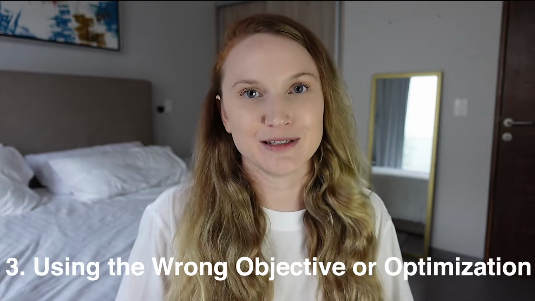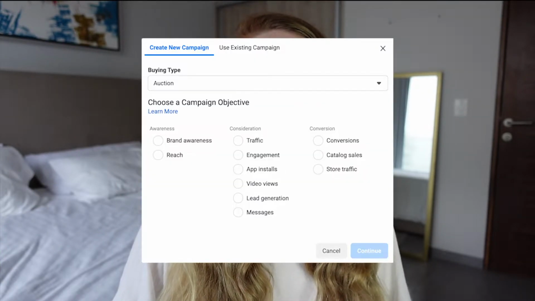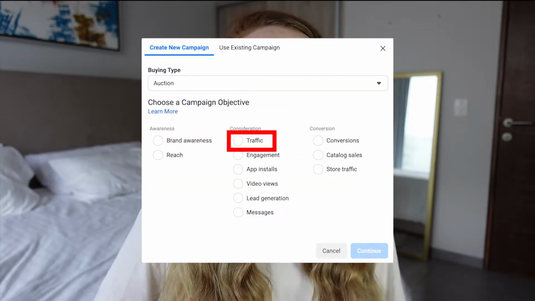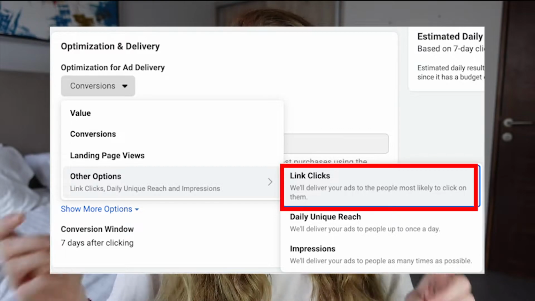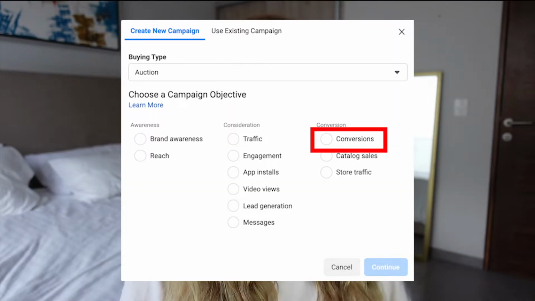Now, number 3 is using the wrong objective or optimization. Now, I'm not going to spend too much time on this one, but one of the biggest problems that I see in Facebook ad accounts is people are using traffic campaigns or using link click optimizations. And that's actually the biggest signal to me that the person running that Facebook ad account is not a professional and doesn't understand Facebook ads. Because the reality is if you're actually trying to go after sales and ROAS, then you need to be using conversion campaigns that are optimizing for add to cart or purchase. There are very few ways around this.